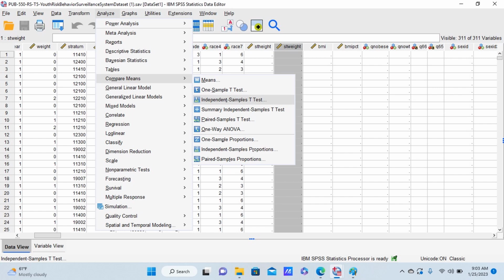Alright, so the first thing we're doing is conducting an independent samples t-test. We load the data into SPSS, click Analyze, come down to Compare Means, and then select Independent Samples t-test. From there, you're going to make sure all the sub boxes are checked.